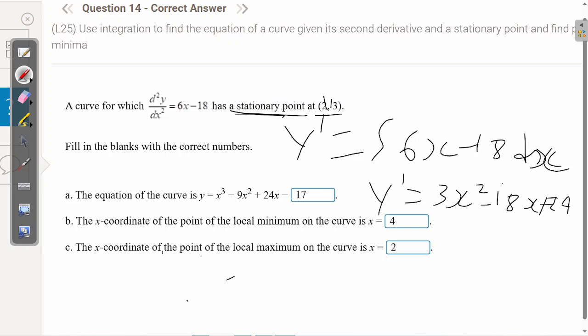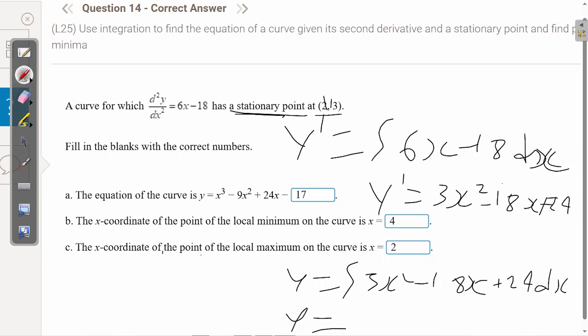Now for y. y is equal to the integral of 3x squared minus 18x plus 24 dx. So y will be equal to 3x squared, which will be x cubed, minus 9x squared plus 24x plus c, my bad.